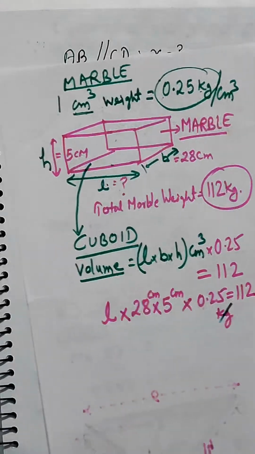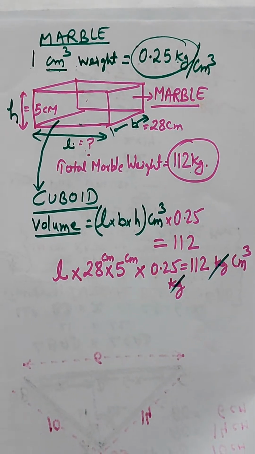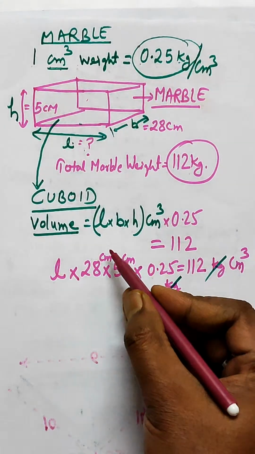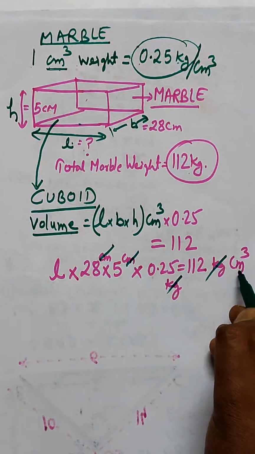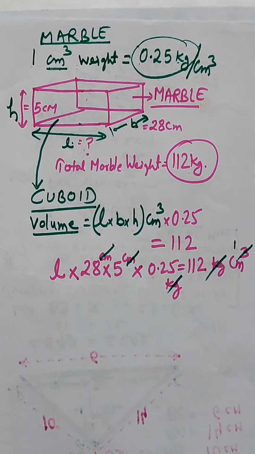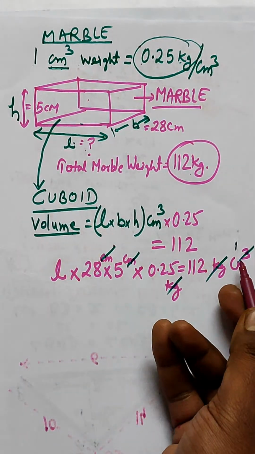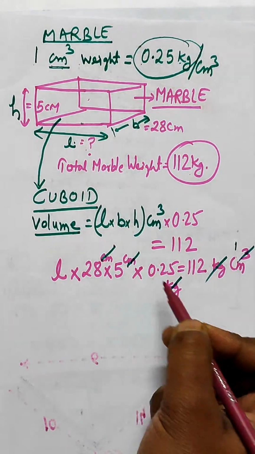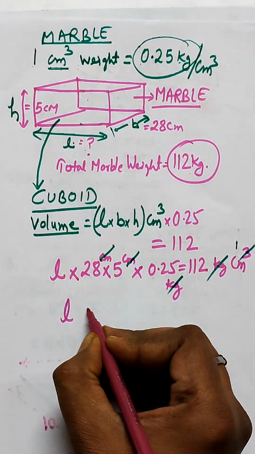Now these 2 centimeters will be cancelled out by 2 from this cubic centimeter. So it is left with 1, right? So in the unit there is only 1 centimeter. That is, only 1 centimeter is left with us after cancelling out the units. Now calculate the value of L. This is a simple arithmetic calculation.